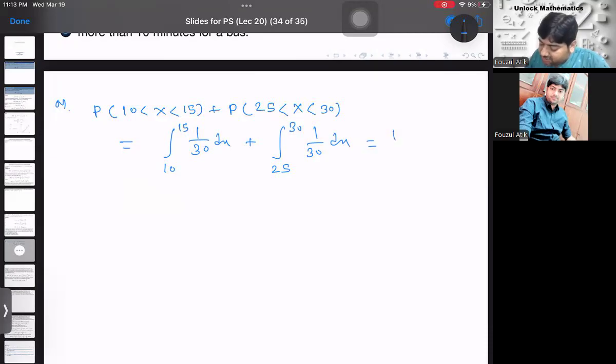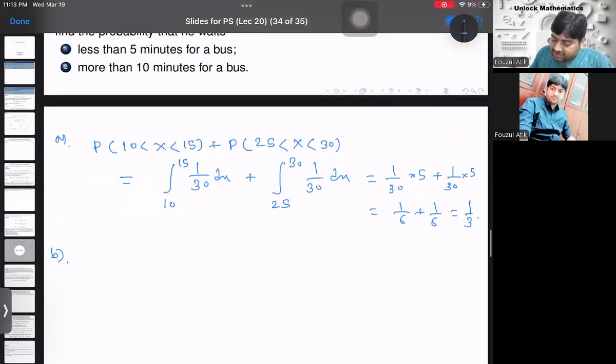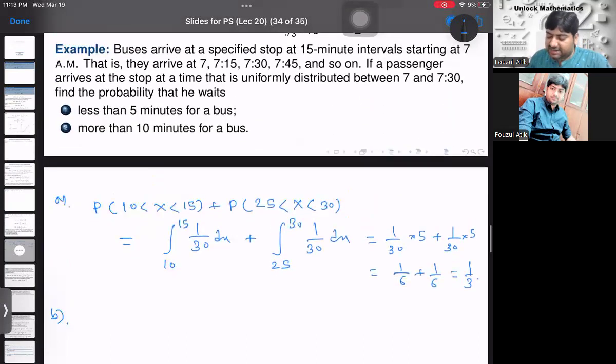So 1 by 30 will be outside, 15 minus 10, therefore it is 5, plus 1 by 30 will be again outside, 30 minus 25, it is 5 again. So it is 1 by 6 plus 1 by 6. Therefore this value is actually 1 by 3. Clear? The next part. Now the passenger has to wait more than 10 minutes for the bus.